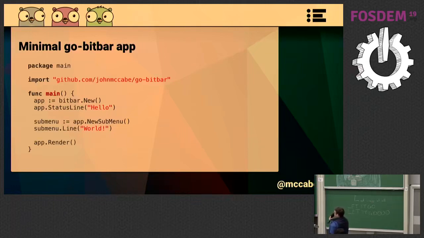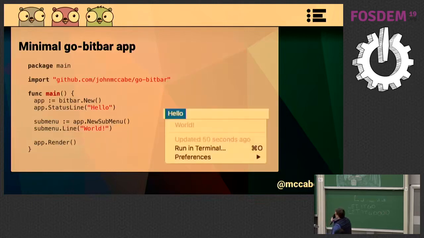You can just invoke that status line method a second time, and it will rotate between the two pieces of information. And then you can add submenus, and you can nest submenus, so you can have multiple trees dropping off one another. And within a menu, you add a line, and you can add multiple lines. And then you just finally call render, and that's what you end up with there. You end up with your hello and your world. So that's a really simple example.